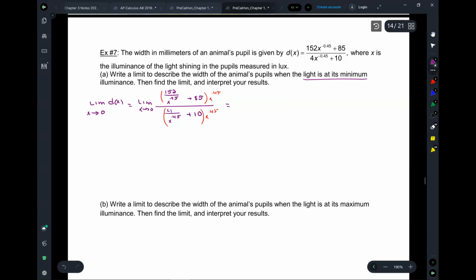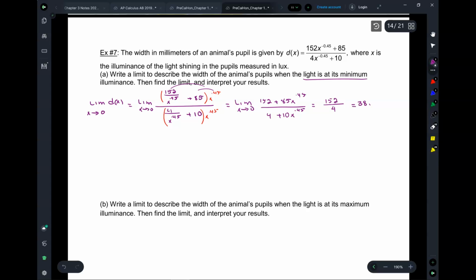And now when I distribute this, what do I get? The limit as x approaches 0 of 152 plus 85 x to the 0.45 over 4 plus 10 x to the 0.45. Now I'm no longer dividing by 0, so it's easier for me to plug in x approaches 0. When I evaluate this limit by direct substitution and plug in x equals 0 here and here, I just get 152 over 4, which is how much?